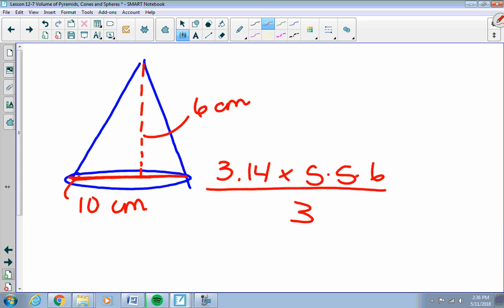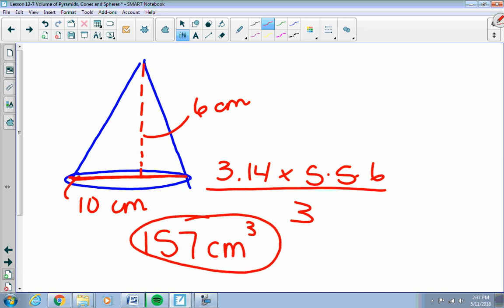What would it come out to be? 157 centimeters cubed. Okay, not too bad, right? Okay, so we know how to do pyramids and we know how to do cones. Now let's go to spheres.